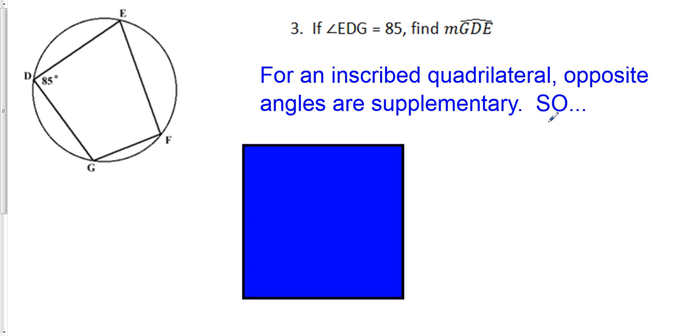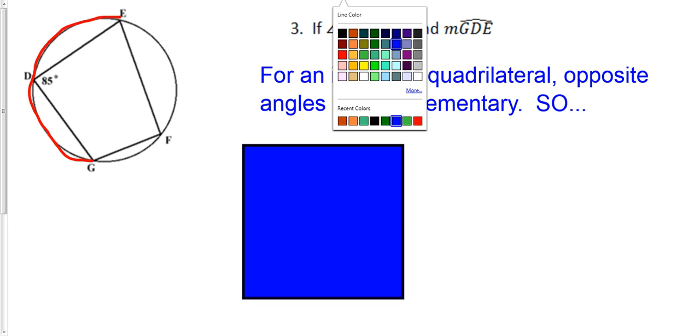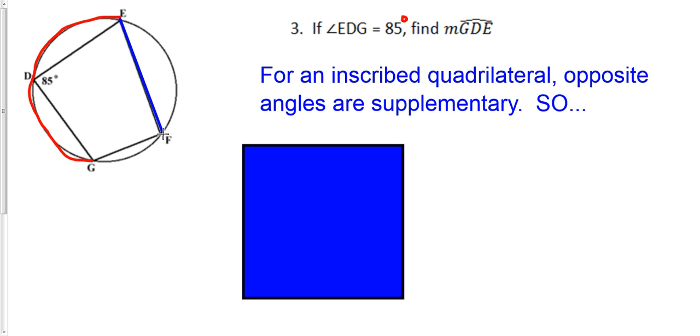All right, we got our last example then. If angle EDG equals 85, and again we can call it 85 degrees right here, we need to find the measure of the arc GDE. So we want this arc around the outside, G to D to E, and we want to know that arc measure in degrees. So to find that, we need to know the measure of this inscribed angle from here to here.